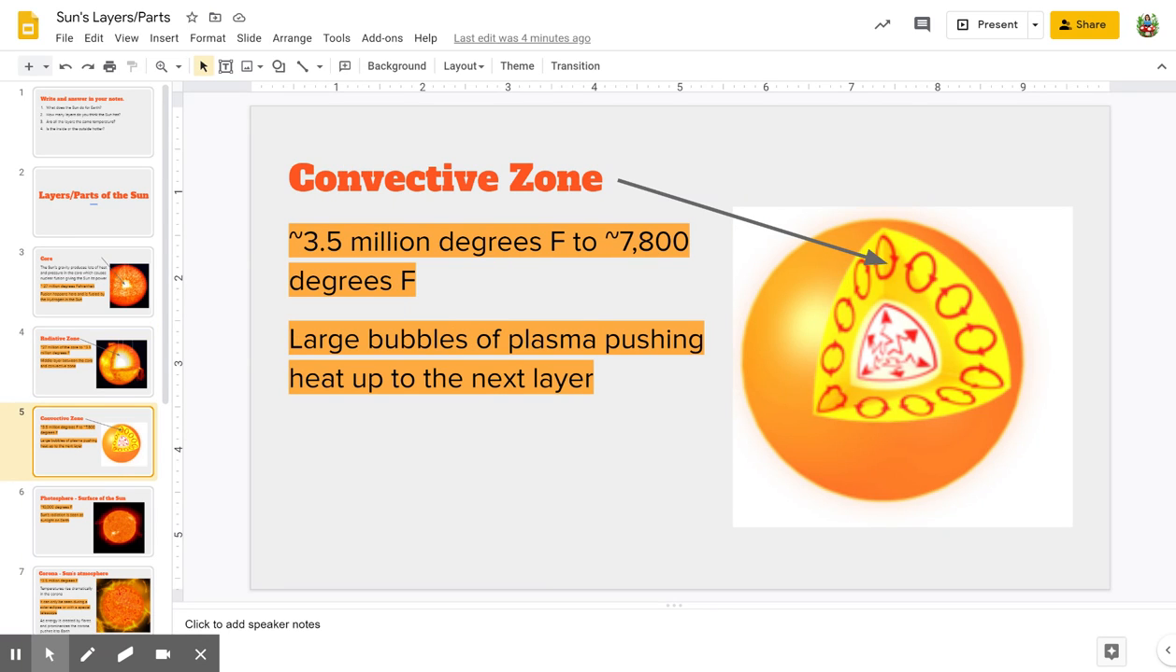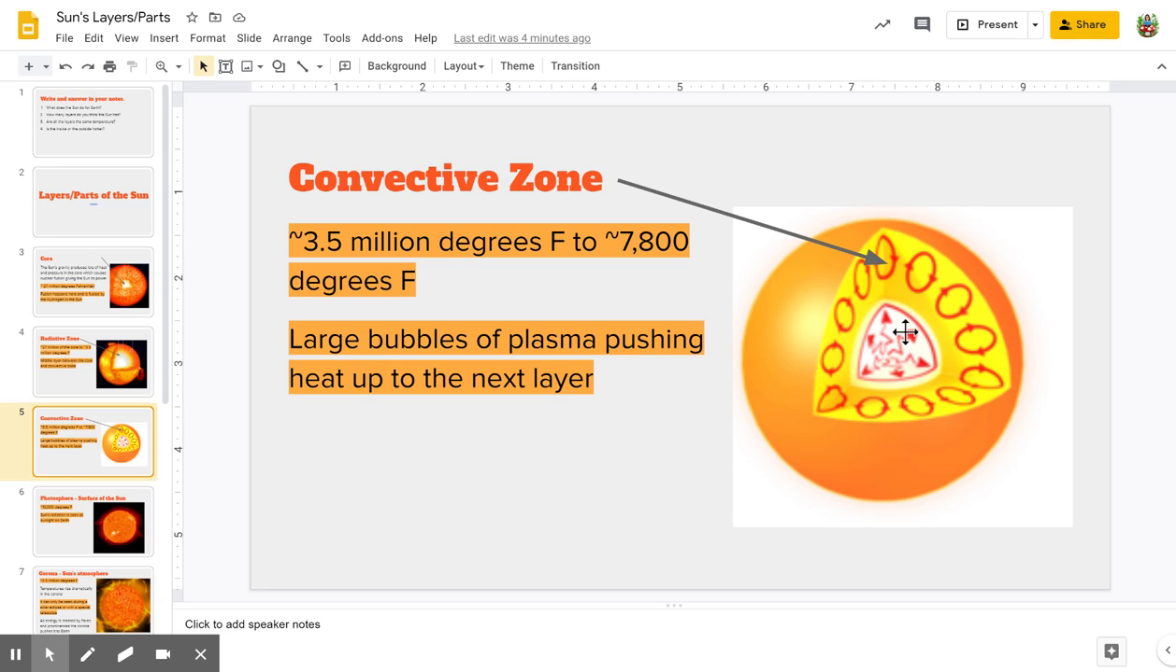And now we get to the convective zone. This is where some neat things start to happen. All right, so the convective zone is where we see a lot of the movement and a lot of the changes in the sun itself. So there are large bubbles of plasma pushing the heat up to the next layer. So that's what these circles are. They're showing you that convection.